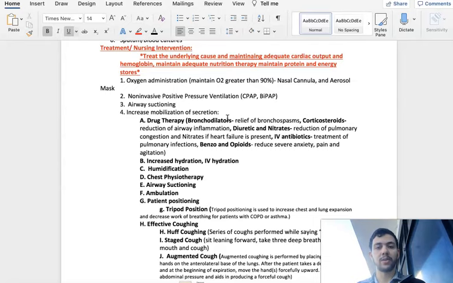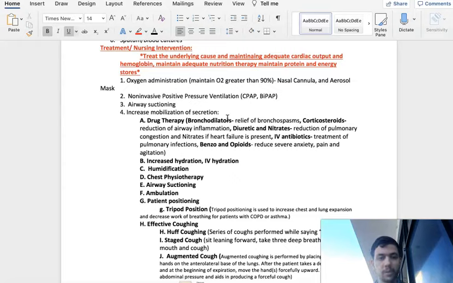Treatment: you need to treat the underlying cause and maintain adequate cardiac output and hemoglobin, maintain adequate nutrition therapy, and also maintain the protein and the energy stored. That is your number one. That's why it's highlighted in red.